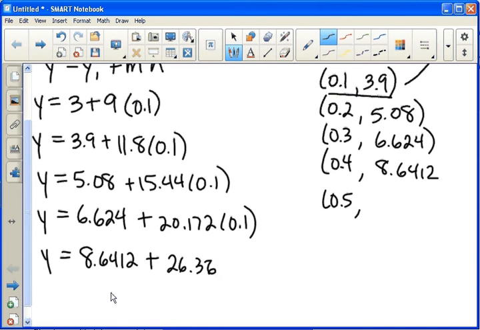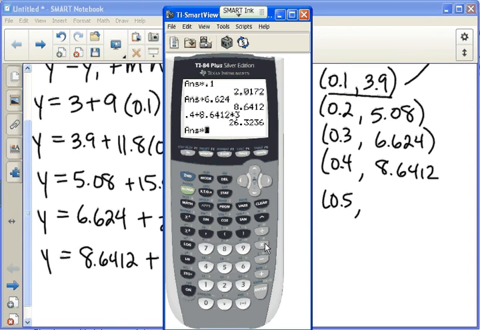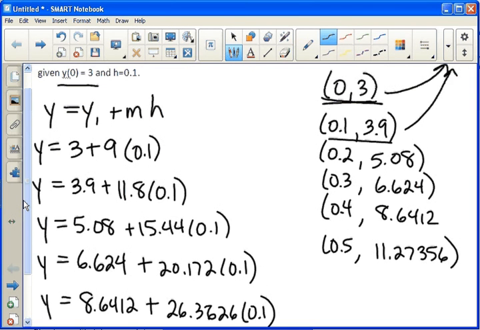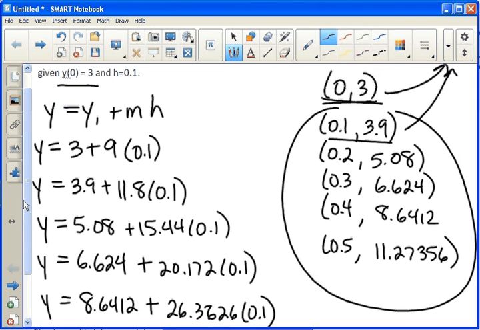times the 0.1, and then add 8.6412. So let me try that again, missed the 6. Okay, there we go. And our last one should be 11.27356. Okay, so those are the 5 new points right there. And again, the idea with Euler's method is if we plotted these points, it would give us an estimate of what the answer to the differential equation would look like.